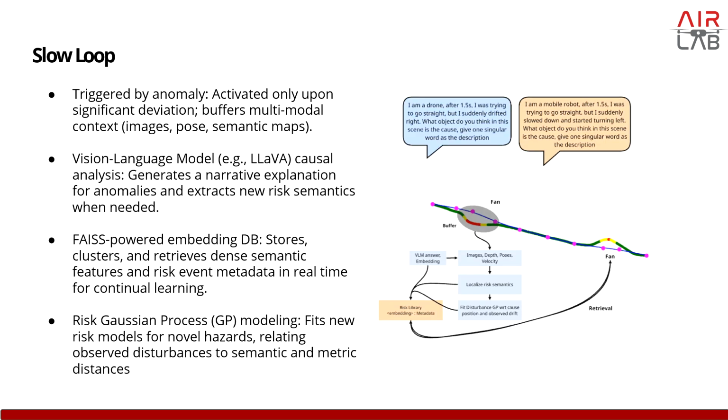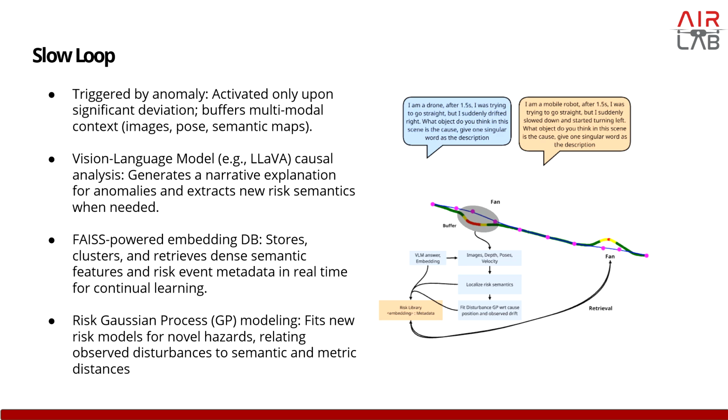When an anomaly is detected in the fast loop, the slow loop activates to perform deep reasoning and continual learning. The system buffers multimodal sensor data, camera frames, pose information, semantic maps leading up to the event. It then narrates this experience to a large vision language model, which analyzes the context and provides a causal explanation for the unexpected behavior. If the cause is new, its semantic embedding is generated and added to the dynamic risk library. These embeddings, along with metadata and risk information, are indexed and clustered in real time using a FAISS-powered database.